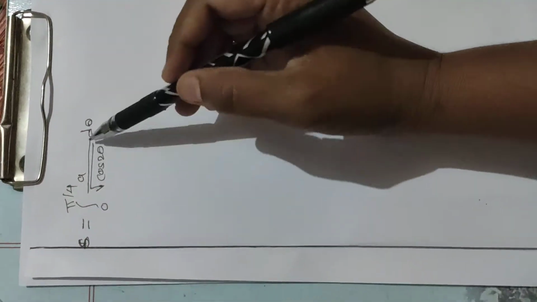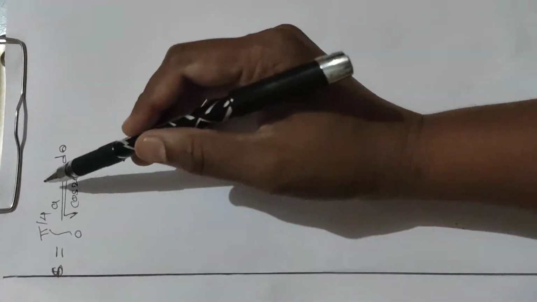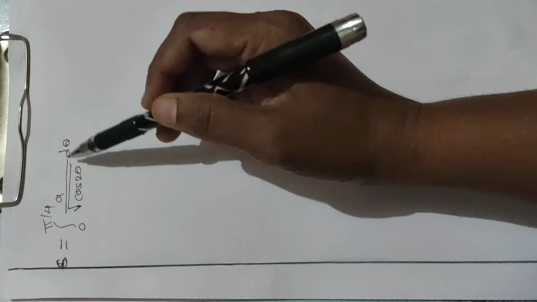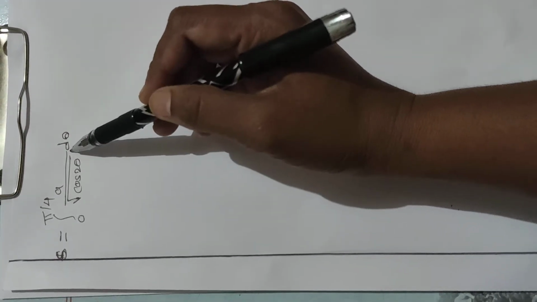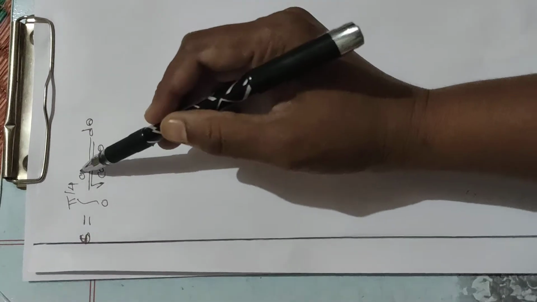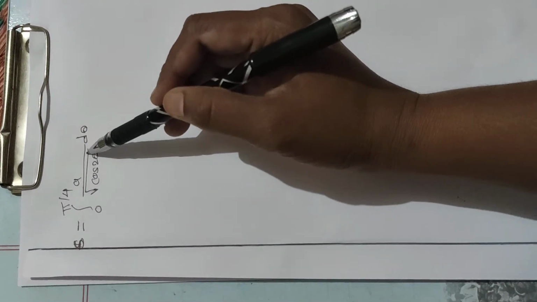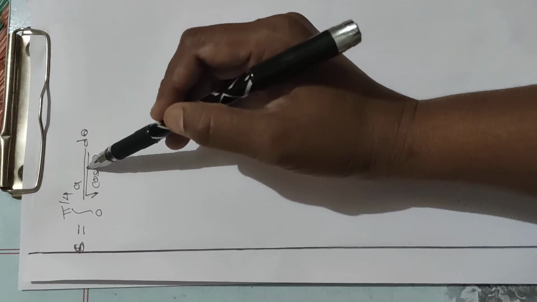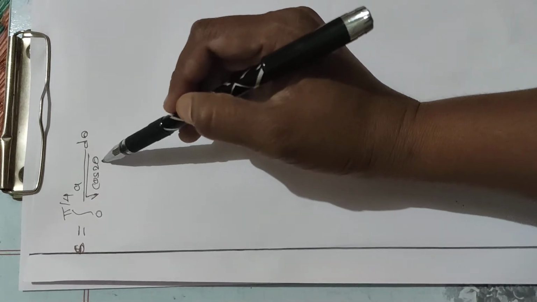Next, we have to solve this integral from 0 to pi by 4 of a divided by root cos 2 theta d theta. So how do we simplify this? This can be written as a upon cos 2 theta raised to half, right? So we have to convert the angle 2 theta to theta. How do we convert this?